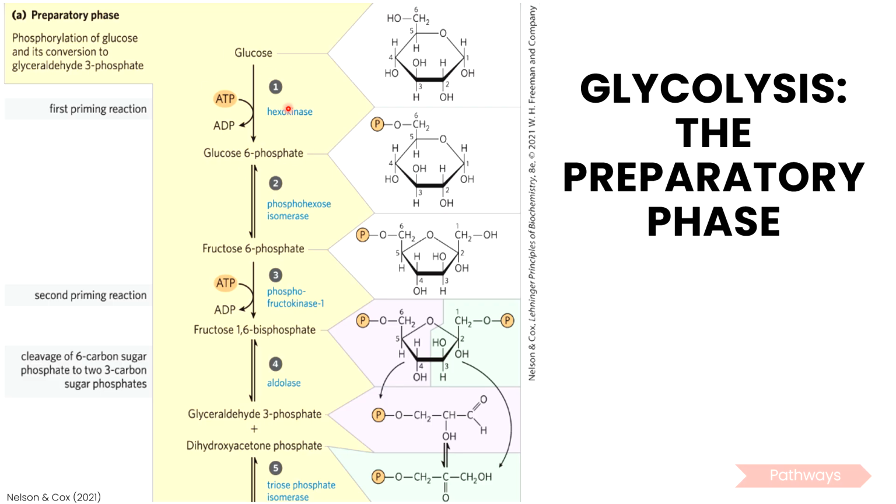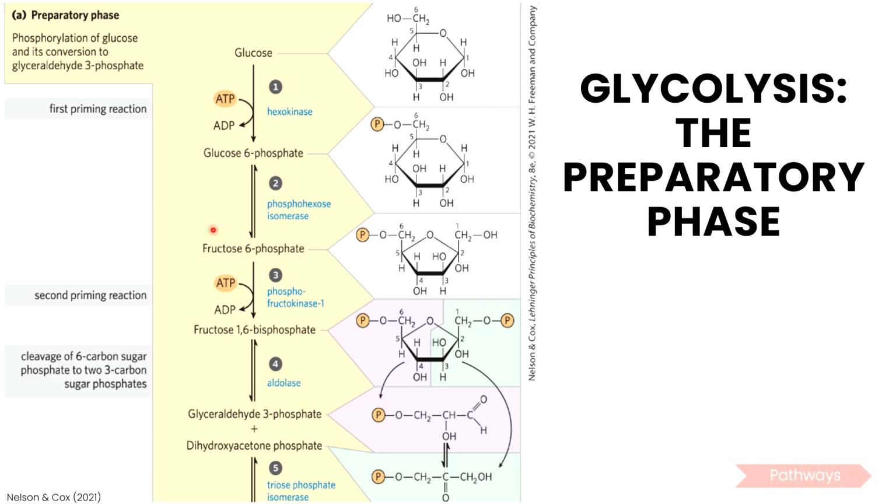Now let's move on to step 2. In step 2, phosphohexose isomerase rearranges the glucose 6-phosphate into fructose 6-phosphate. We still have a 6-carbon molecule. However, at this point, we simply rearranged its structure in preparation for the following reaction. So here in step 3, phosphofructokinase 1, or PFK1, uses a second ATP to convert fructose 6-phosphate into fructose 1,6-bisphosphate.